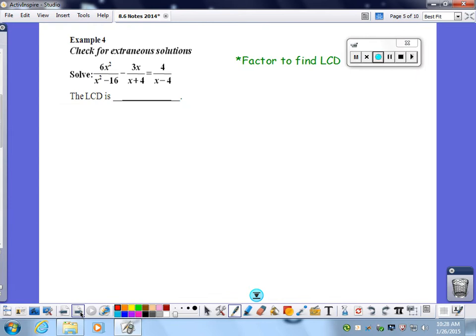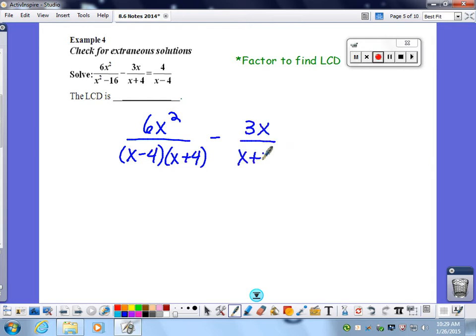Alright, here's another example. So write this one down. We need to find the least common denominator. Notice that we have x squared minus 16. That's going to need to be factored. So let's do that. We find our least common denominator. So I'm going to make this 6x squared. Alright, let's factor. That's going to be x minus 4, x plus 4, minus 3x over x plus 4 equals 4 times x minus 4.